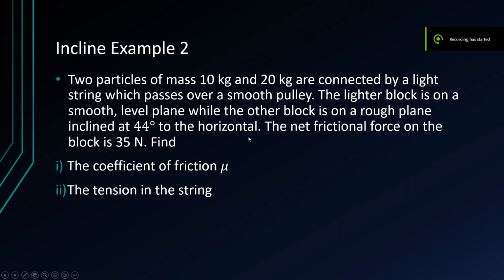Here is a second example. Two particles of mass 10 and 20 kilograms are connected by a light string which passes over a smooth pulley. The lighter block is on a smooth level plane, while the other block is on a rough plane inclined at 44 degrees to the horizontal. The net frictional force on the block is 35 newtons.